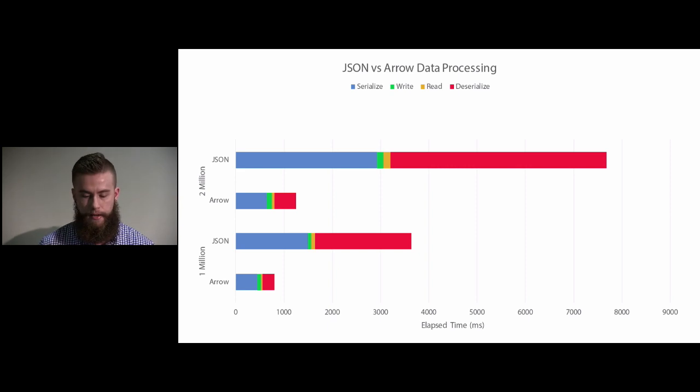So as expected, Arrow outperforms JSON, and as we scale the data sets, the benefits we see scale as well. Reading and writing do see benefits. That's where Apache Plasma comes in. But compared to the serializing and deserializing, you can see why we want to focus on Apache Arrow more than Apache Plasma.